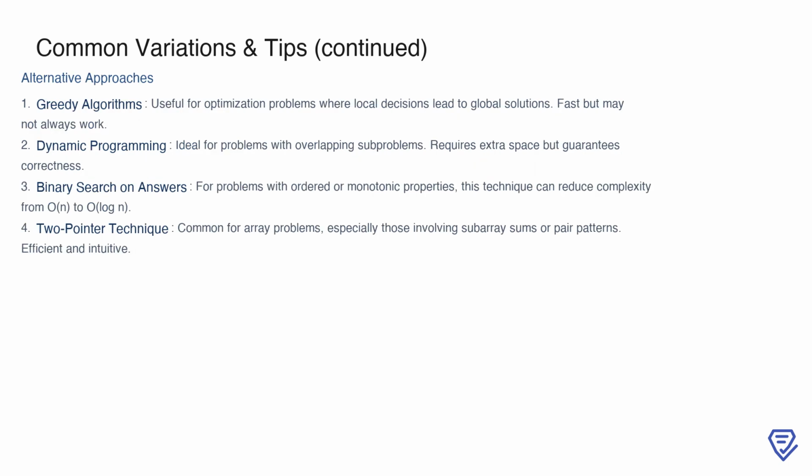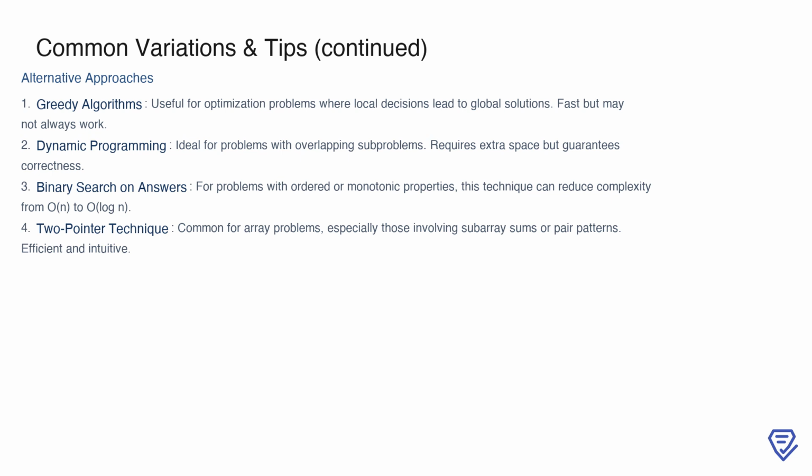Alternative approaches can often provide elegant solutions depending on the problem type. Greedy algorithms are particularly useful for optimization problems where making local decisions leads to a global solution. However, it's important to note that greedy methods don't always work in every scenario. Dynamic programming is another powerful technique, especially for problems with overlapping subproblems. Though it may require additional space, it guarantees correctness when applied correctly.